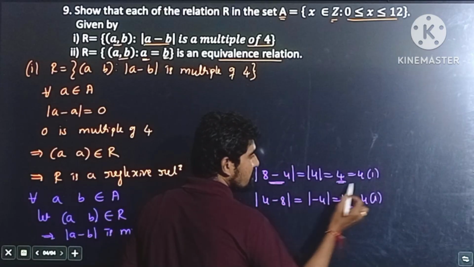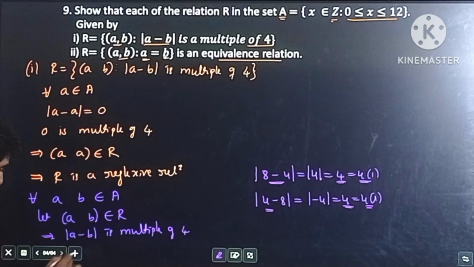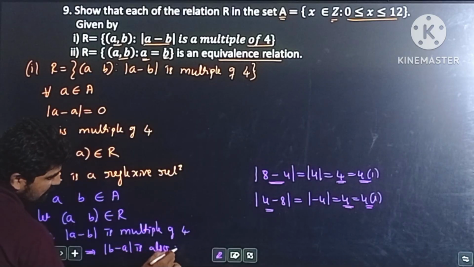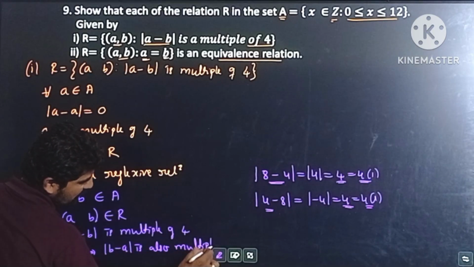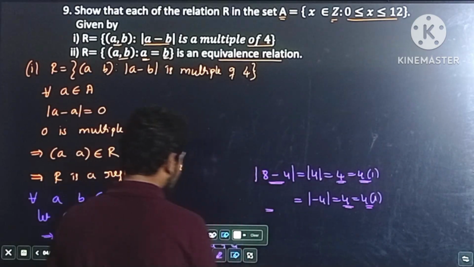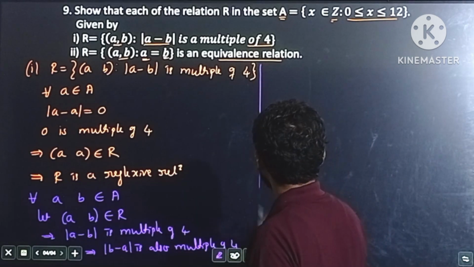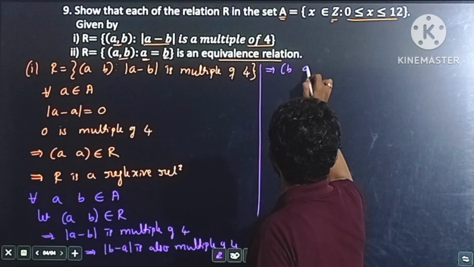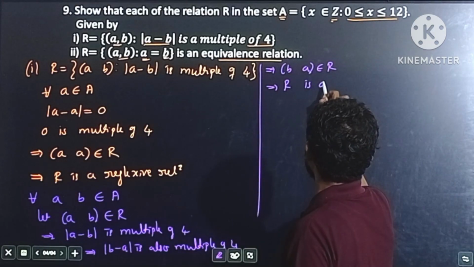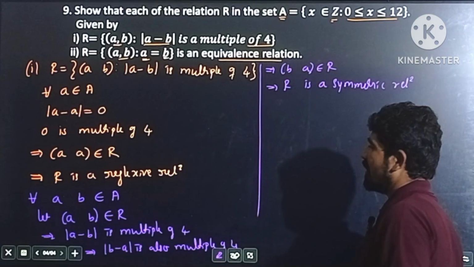If modulus of A minus B is a multiple of 4, then modulus of B minus A is also a multiple of 4. So modulus of B minus A is also a multiple of 4, which implies the pair BA also belongs to relation R. So hence R is a symmetric relation. I hope all of you understood.